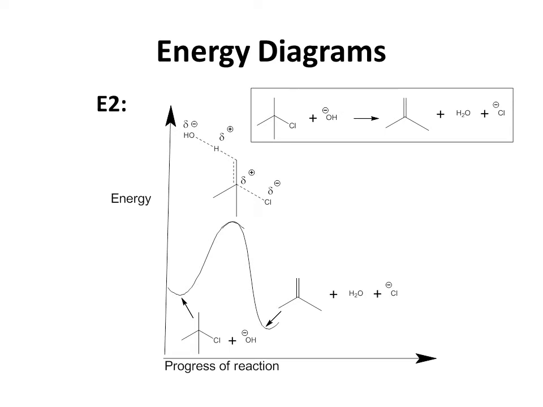This is a concerted reaction. Everything happens simultaneously. The proton's being removed at the same time as the double bond is forming, at the same time that the chloride is being expelled. And again, our products, the alkene, water, and chloride, are shown at the bottom of the hill.